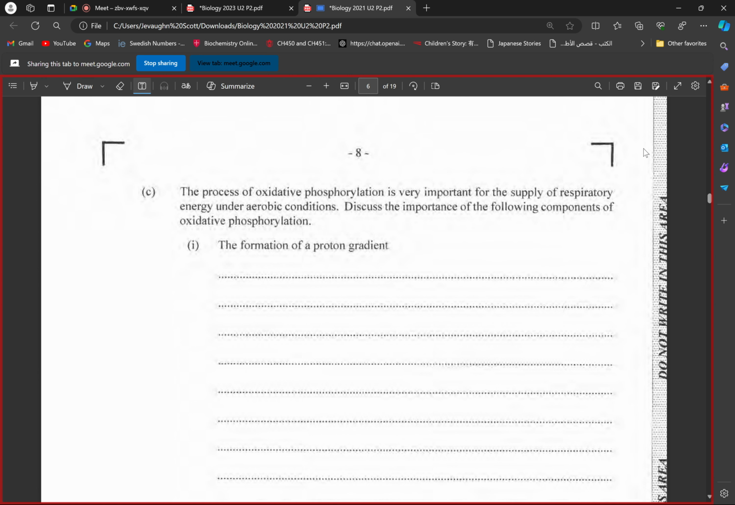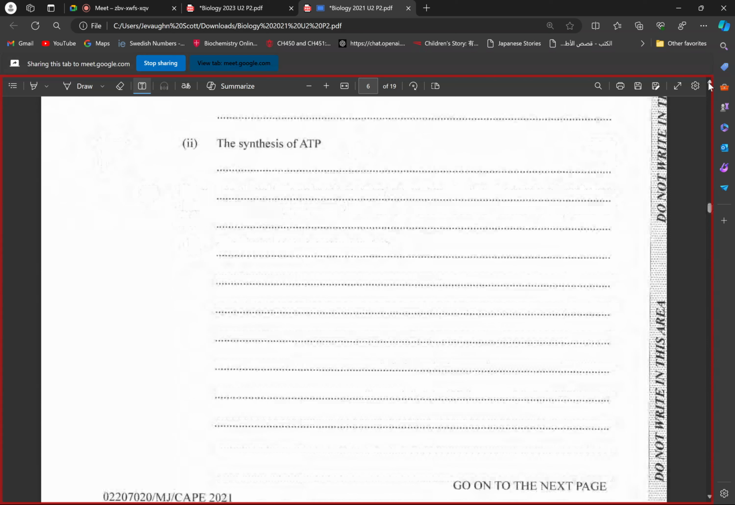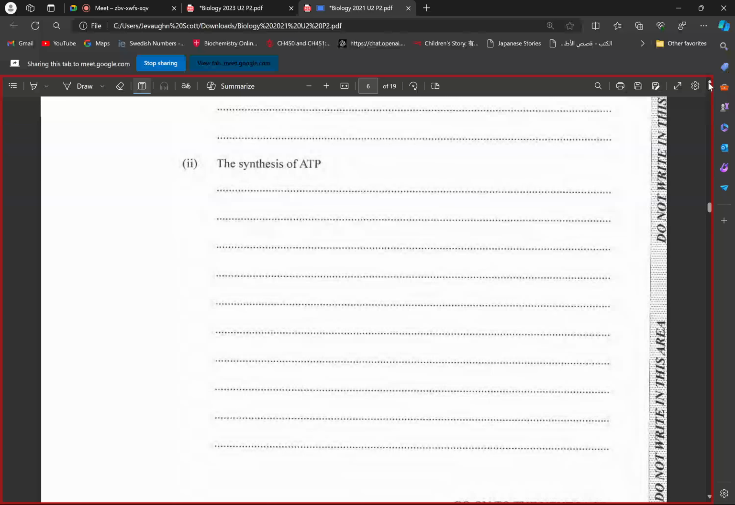The synthesis of ATP now. Why do we produce ATP? Go ahead. Because ATP is the unit of energy used in our bodies, so cells require ATP to produce energy to carry out their function.